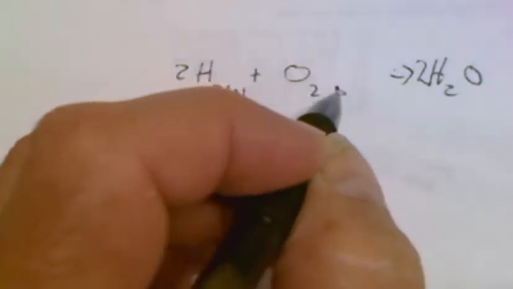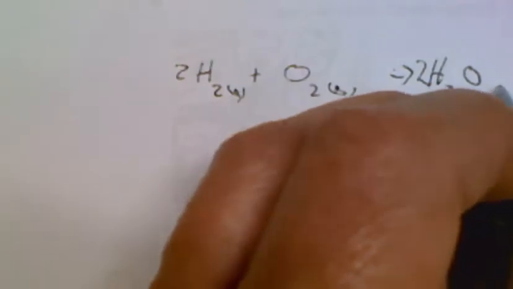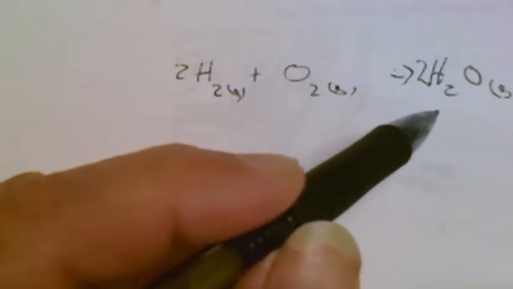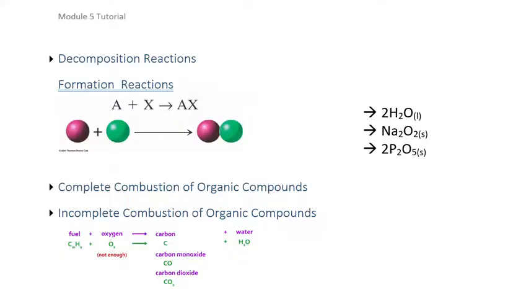I'm going to say that's a gas, a G there, a G there. And here, this could be a liquid or a gas. I'm just going to leave it as a gas. There we go. And that is the formation reaction of water. And the next one, this is going to be pretty easy too.